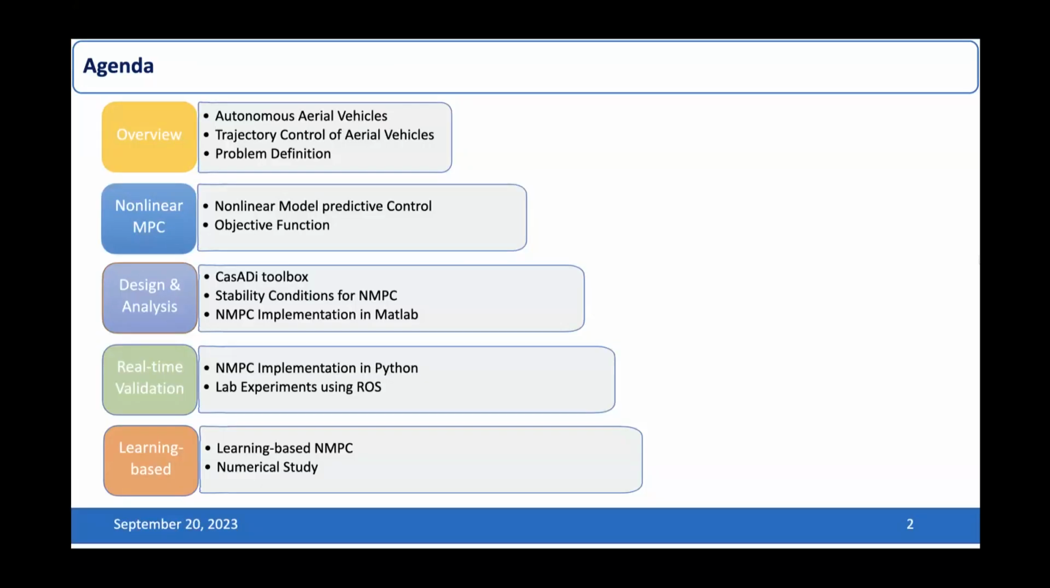and about the autonomous aerial vehicles, and also talk about the trajectory control of aerial vehicles and define the problem. And then we go through the nonlinear NMPC and how to design the objective function.